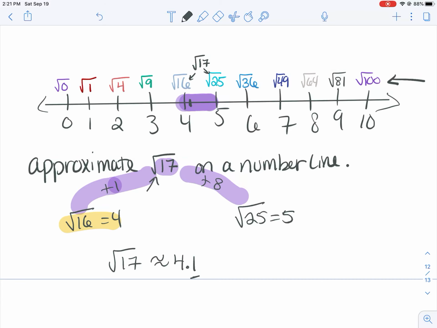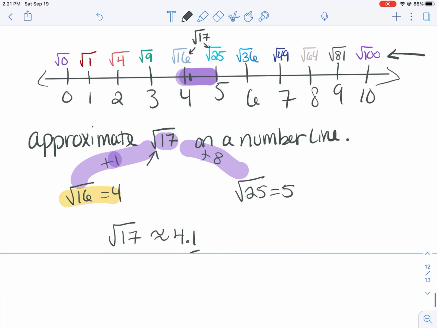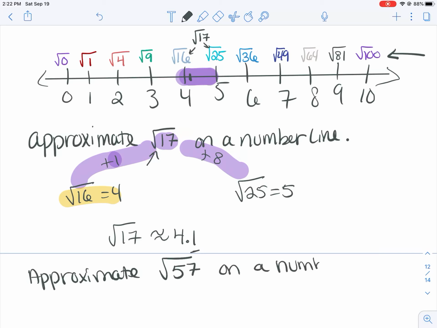Okay. So I want you to try one. Can you approximate, let's say, the square root of 57 on a number line? So pause the video and see if you can figure out where the square root of 57 would fall, and then resume your video and we will talk about it together.